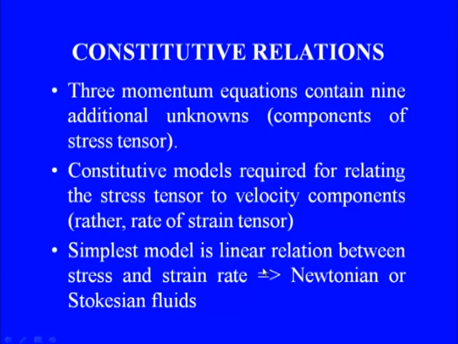And the simplest model, which was proposed a long time ago, was that by Newton. It's a linear relation between the stress and strain rate, and this model is valid for what we call Newtonian or Stokesian fluids. Why do we call these fluids Stokesian? That would become clearer when we look at the formal derivation of our Navier-Stokes equations.